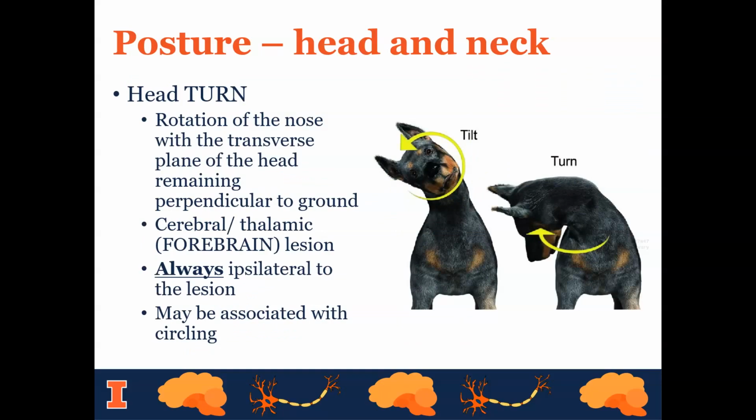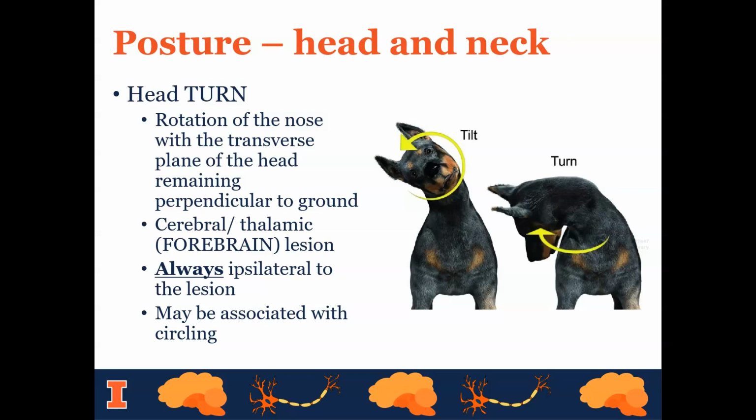So in contrast to a head tilt, we can have a head turn. This is where the head is turned now to look over the shoulder to the right or left side. And this is a sign of forebrain disease, or that cerebrothalamic part of the brain. This will always be on the same side as the lesion.